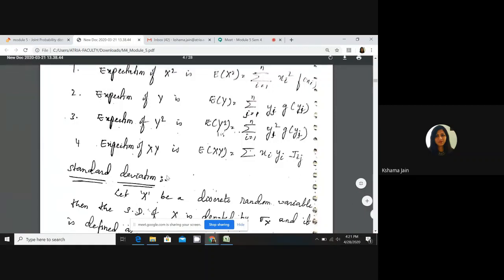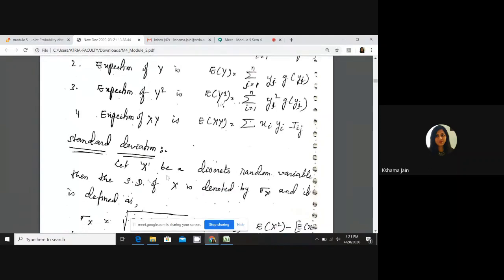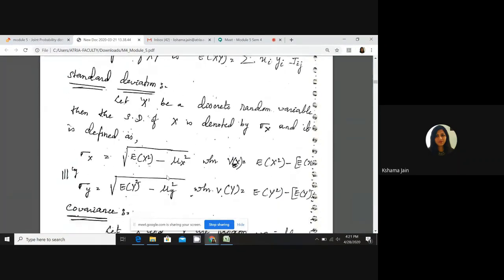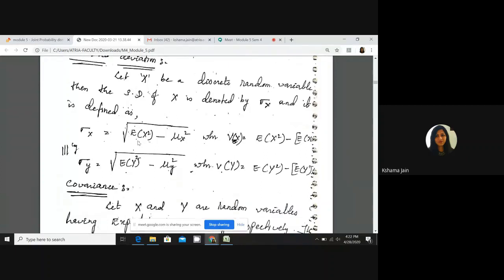This is expectation. After that, the next term is SD, standard deviation. Standard deviation means sigma. So x is there, y is there, so we will have sigma x and sigma y. These are already very old formulas, square root of E(X square) minus mu x square. All of you know that, hopefully.